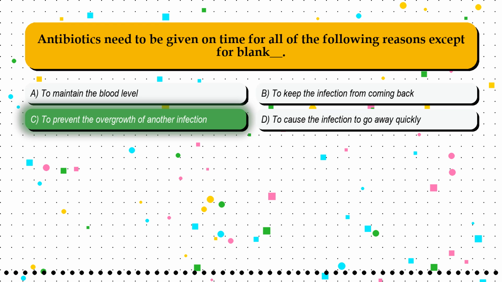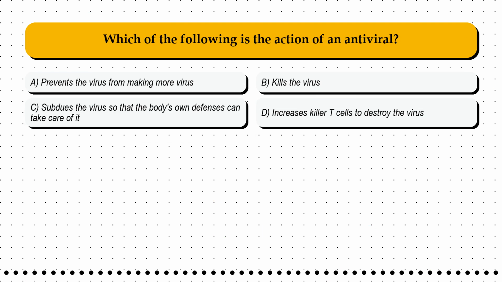The correct answer is option C, to prevent the overgrowth of another infection. Question 27. Which of the following is the action of an antiviral? Option A, prevents the virus from making more virus. Option B, kills the virus. Option C, subdues the virus so that the body's own defenses can take care of it. Option D, increases killer T cells to destroy the virus.